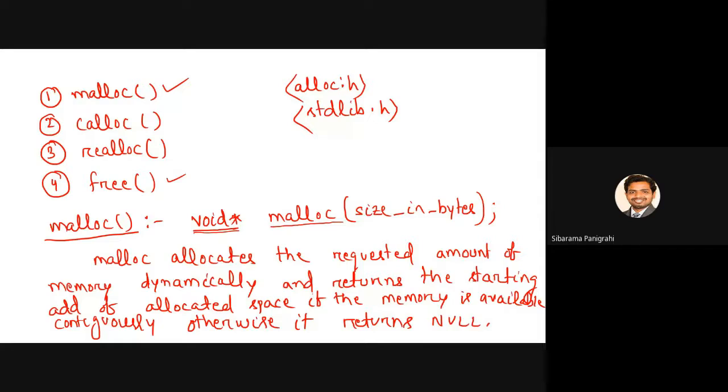Right? So suppose you want to occupy 100 memory locations. Malloc dynamically allocates 100 memory locations and returns the starting address of the allocated memory, if the memory is available. So if 100 bytes are available contiguously, then it will allocate it and return the starting address. Otherwise, what will it return? It will return a null. Right? So now let me write a program to dynamically allocate memory and find the sum of array elements.